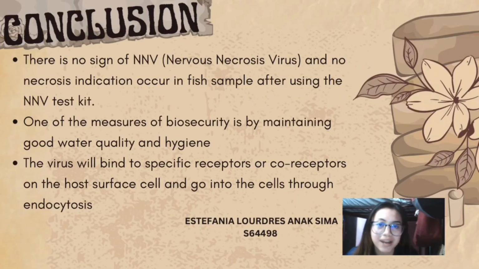In conclusion, our group has studied that there is no sign of NNV, nervous necrosis virus, in the fish sample after using the NNV test kit. Our group also has observed the importance of biosecurity measures for aquaculture facilities in minimizing the risk of nervous necrosis virus introduction and spread, one of which is maintaining good water quality and hygiene to prevent the accumulation of pathogens and toxins. Our group also has investigated the interactions between NNV and the host organism, which is usually marine fish, where the virus will bind to specific receptors or co-receptors on the host cell surface, such as grouper optic nerve proteins, and go into the cells through endocytosis.